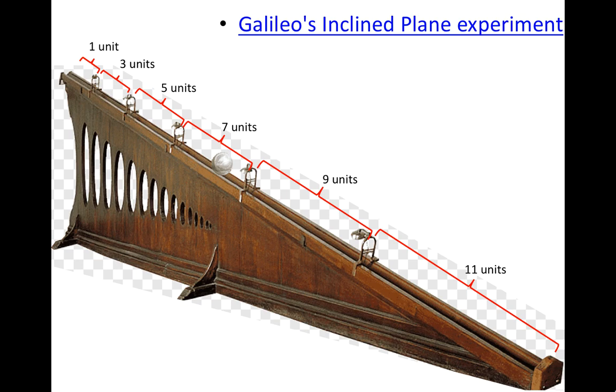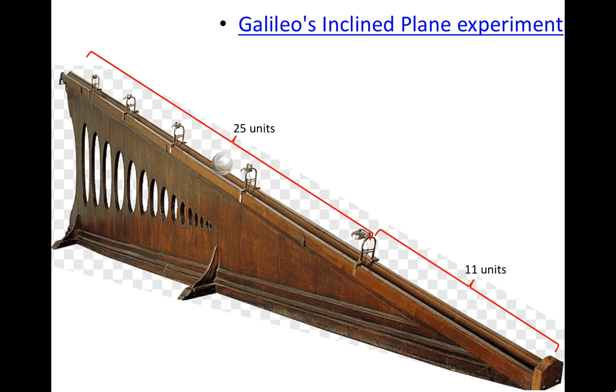If instead of counting the distance between individual bells, he measured the distance from the top of the ramp, well, the first bell is obviously 1 unit, but how far is the second bell? Well, 1 plus 3 is 4 units. Well, how far is the third bell? Well, 4 plus 5 is 9 units. And what's the next one? 16, 25. And the last one would be 25 plus 11 is 36.